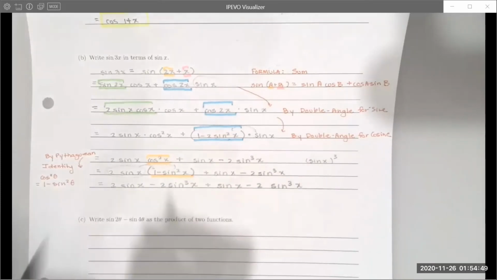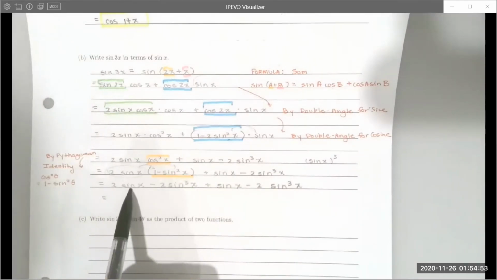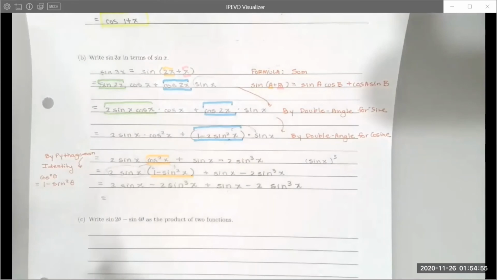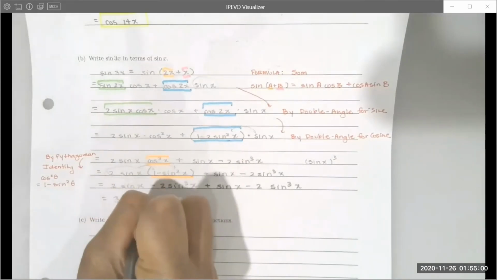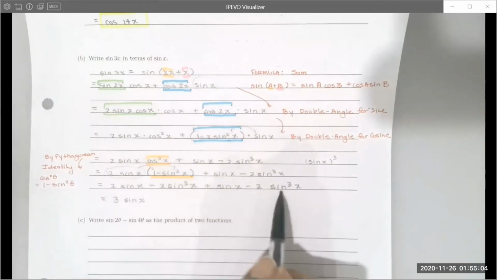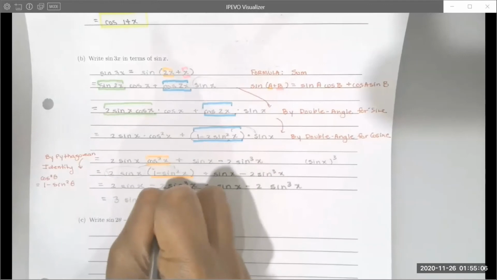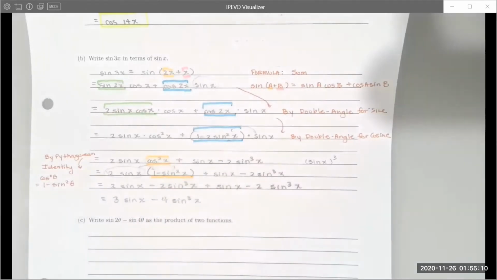We're almost done. We can combine like terms now. I have a 2 sine x plus a sine x. That's a total of 3 sine x. Then we have a minus 2 sine cubed x minus another 2 sine cubed x. So that's minus 4 sine cubed of x.